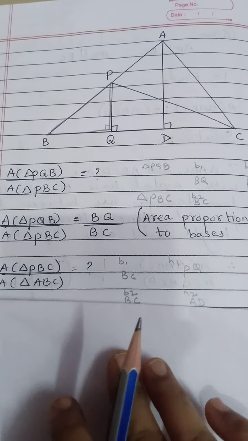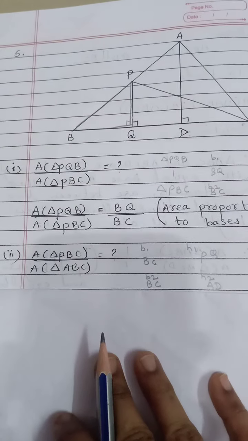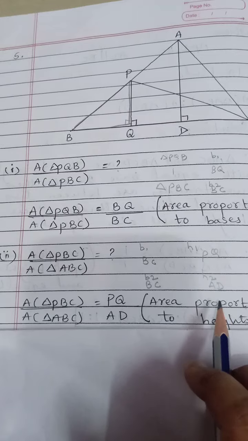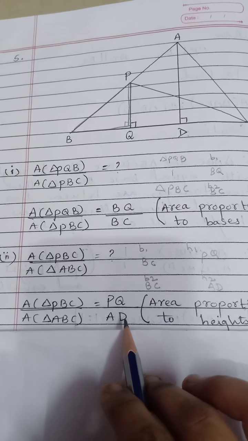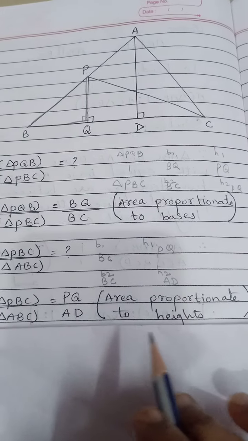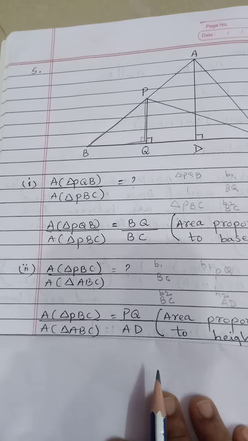So if the triangles have equal base, the ratio will come of height. So directly we will write that ratio of the area is equal to PQ upon AD, and this PQ and AD is nothing but their height. Therefore the reason is area proportionate to height. So this way we have completed our second sub question.